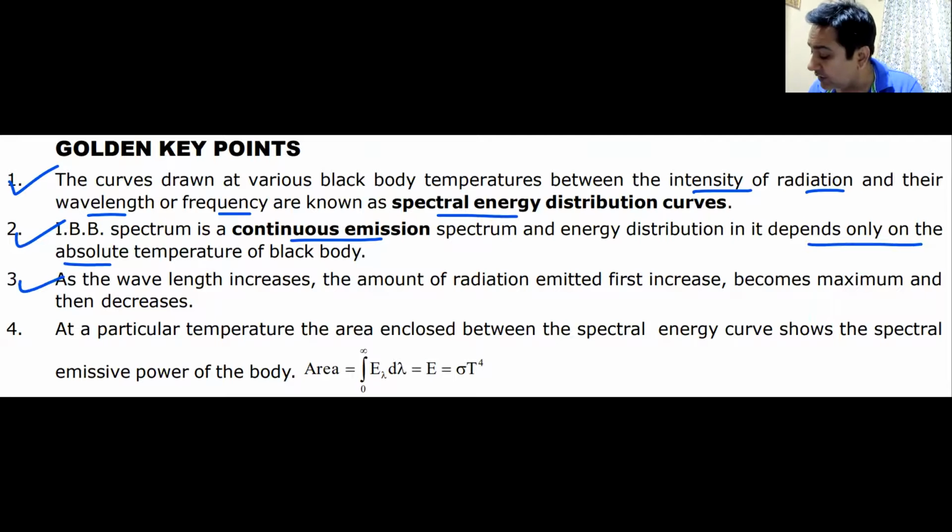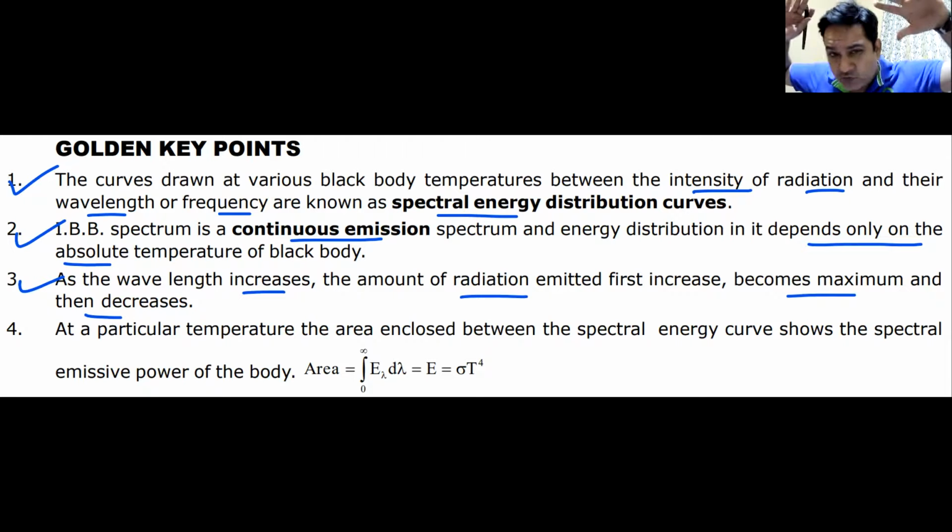I have told you that as the wavelength increases, the energy first increases, then decreases. It becomes maximum. That maximum wavelength decreases when I increase temperature. Do we remember this? At a particular temperature, the area under this graph will give me the total emissive power E. Spectral emissive power is proportional to T raised to the power 5, but the total emissive power is proportional to T raised to the power 4.